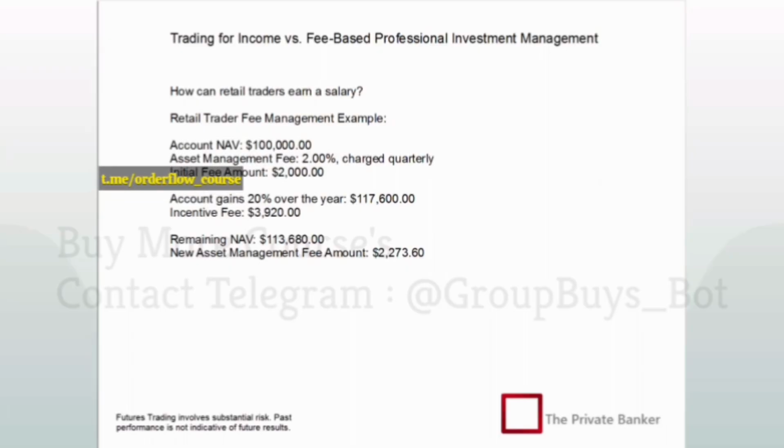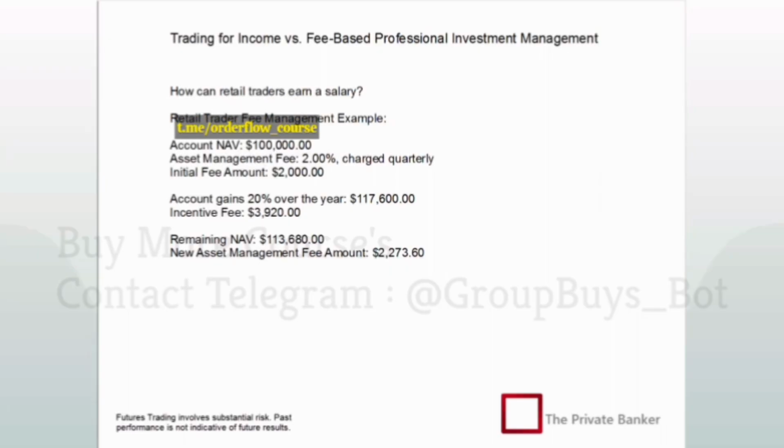Let's also say that the account grows by 20% for that year. So net of our asset management fee and plus our 20% gain, our NAV is now at $117,600, and our incentive fee comes to $3,920. So again, not big bucks or anything like that, but it's money to either be taken out or, if you'd like, just reinvested, however you see fit. But let's just assume that we took the money out, so that leaves us with the NAV of $113,680. Even though we took money out, our new asset management fee has increased by a whopping $273. But you see the point here is that as the NAV grows, so does your asset management fee.